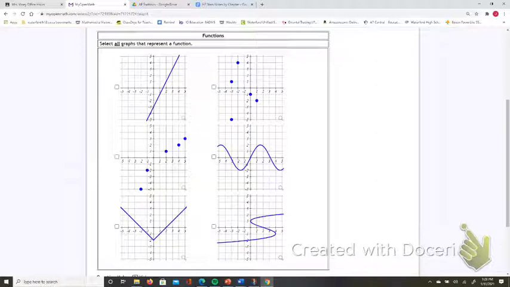Okay, so I'm assuming that you paused the video, selected all the ones that you think are functions, and now you're back to the video. So this one, I hope you selected yes, it's a function. It only crosses that vertical line once. Okay, this one, I hope you said not a function. I hope you did not select it. Okay, this one, it passes there, it passes there, it passes there, it passes there, and it passes there. So yes, it's a function.